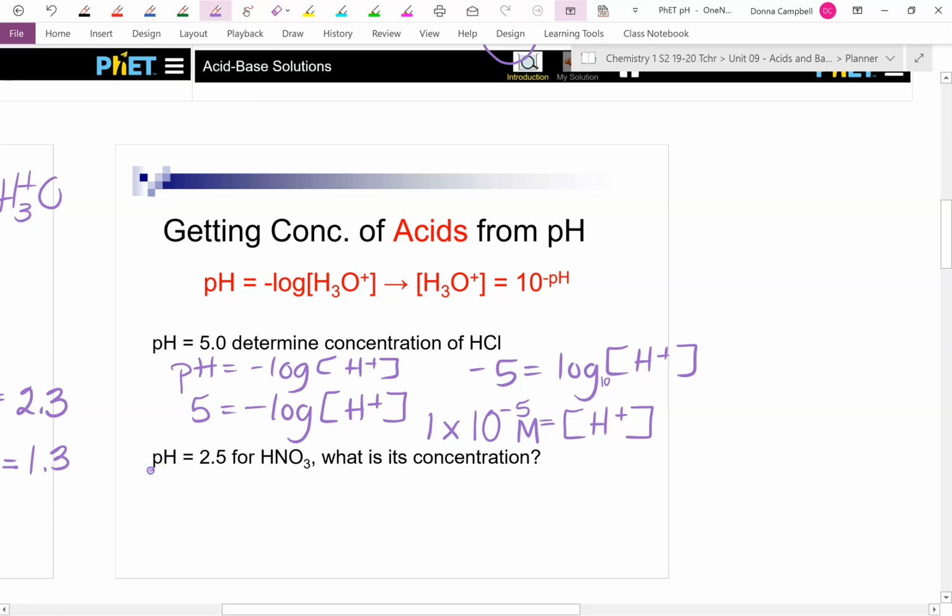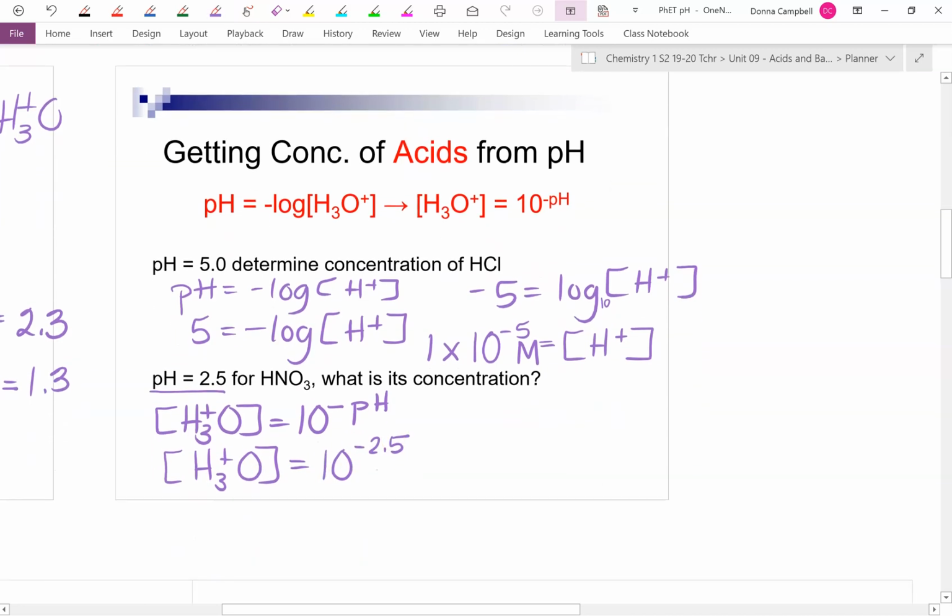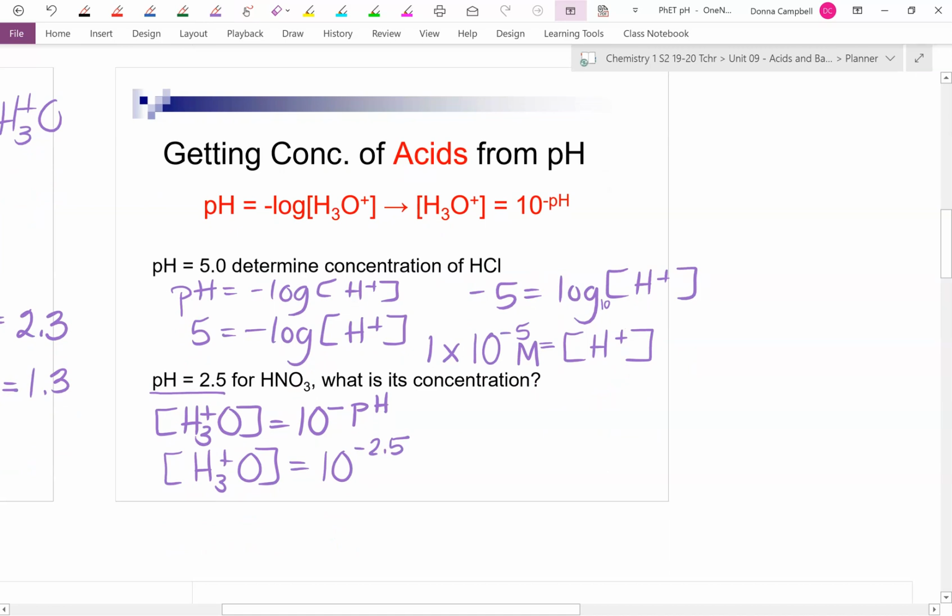Let's do another one. pH is 2.5. Well, we know that the H3O plus concentration will be equal to 10 to the negative pH. That's what we just saw happen. So H3O plus is equal to 10 to the negative 2.5. You cannot leave it like that. You cannot just put a 1 like I did up top. You have to put that in your calculator, and when you do, you get that the concentration is 0.032 molar, and that is the H3O plus concentration. Remember, H3O plus and H plus are the exact same thing.